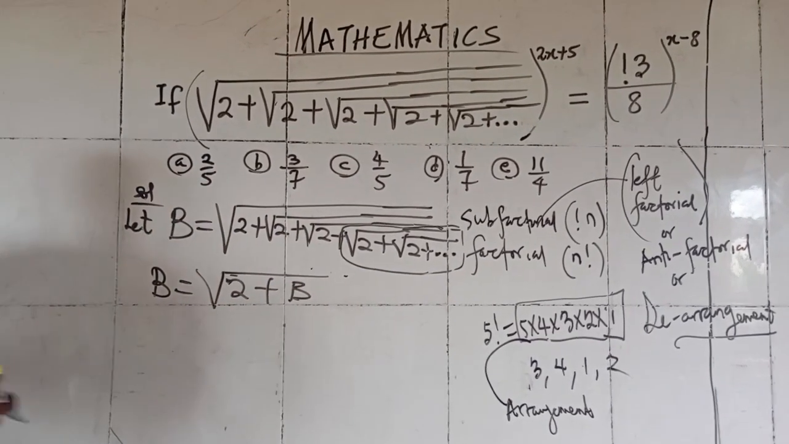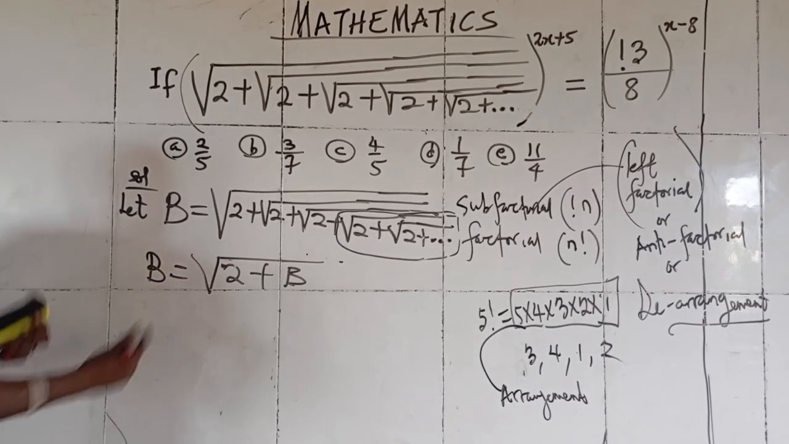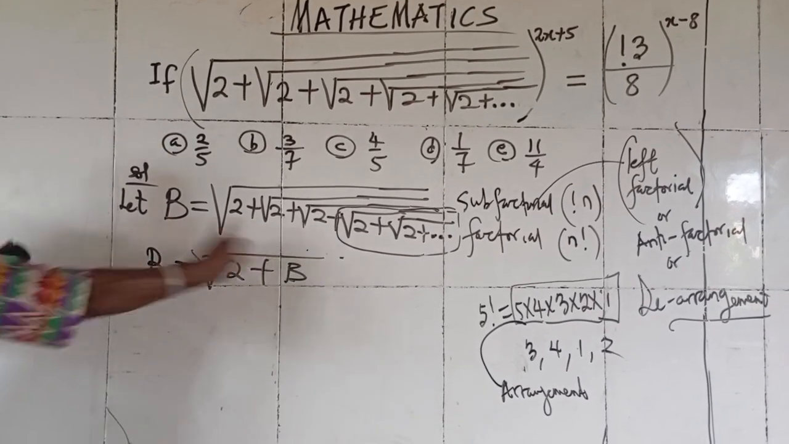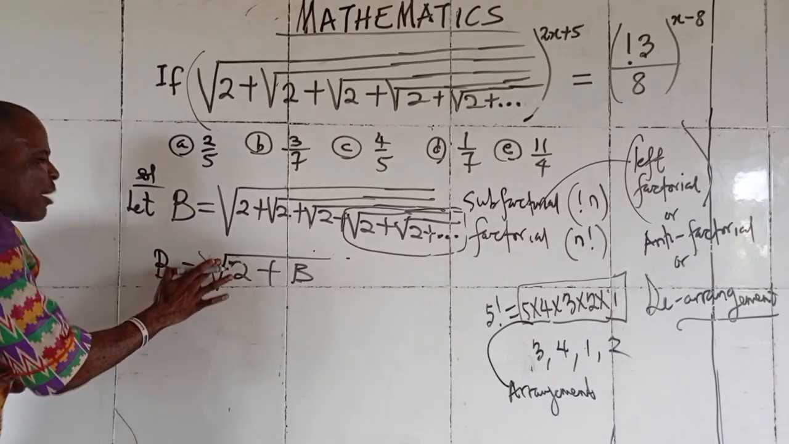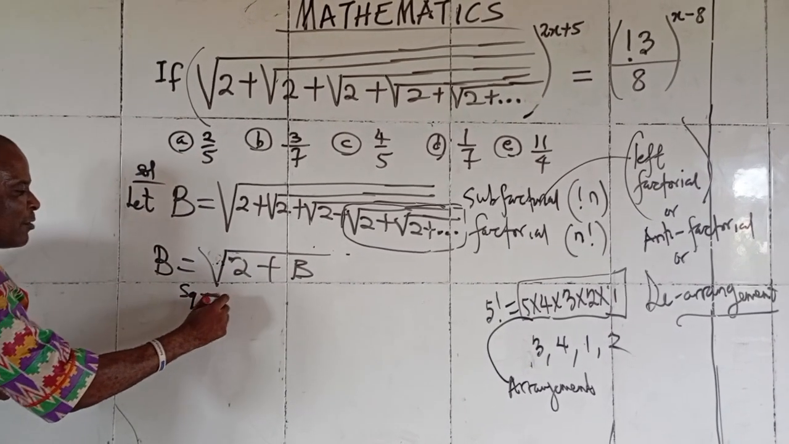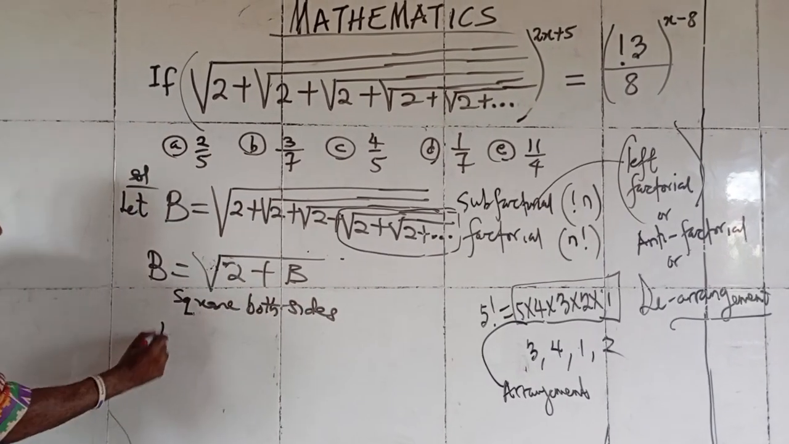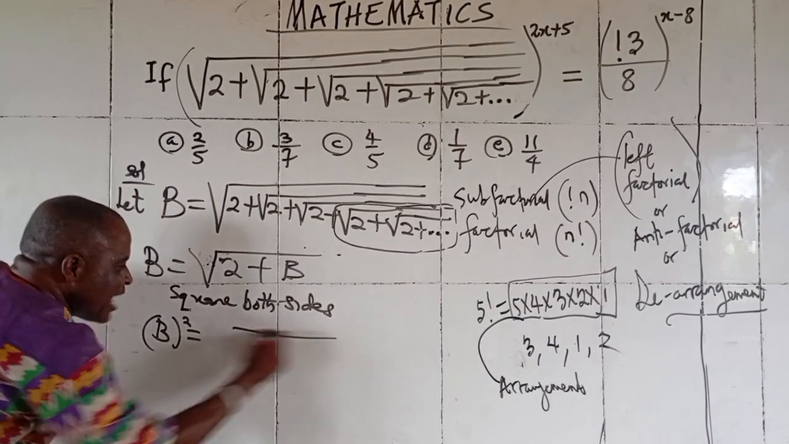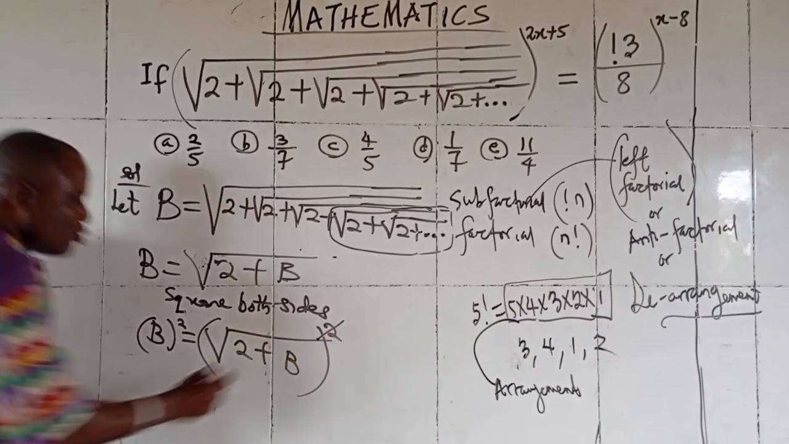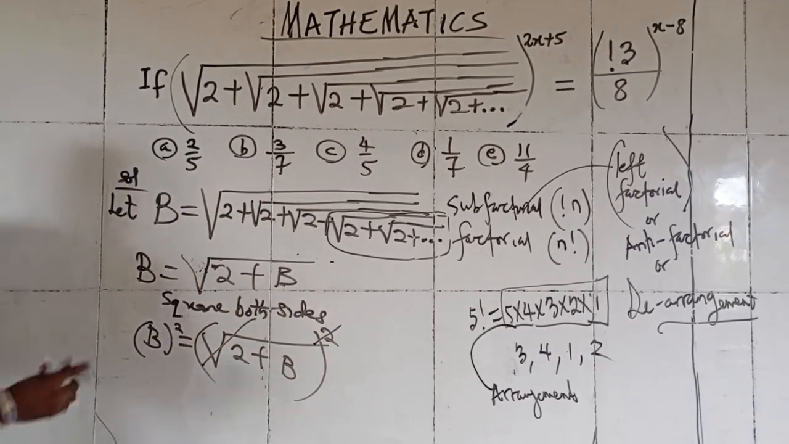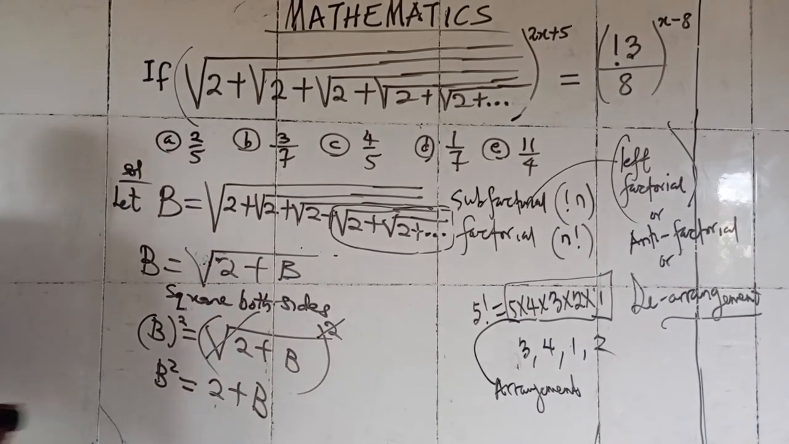At this juncture, my friends all over the world, when there is a root, I will square both sides. Let's say there is cube root here, I will cube both sides. Let's say there is 4 here, I will raise to the fourth both sides. But since it is square root, I will square both sides at this juncture. I will square this side, B squared. I will now square this side, 2 plus B. These two marry this one out. B squared is equal to 2 plus B. This is what we do.